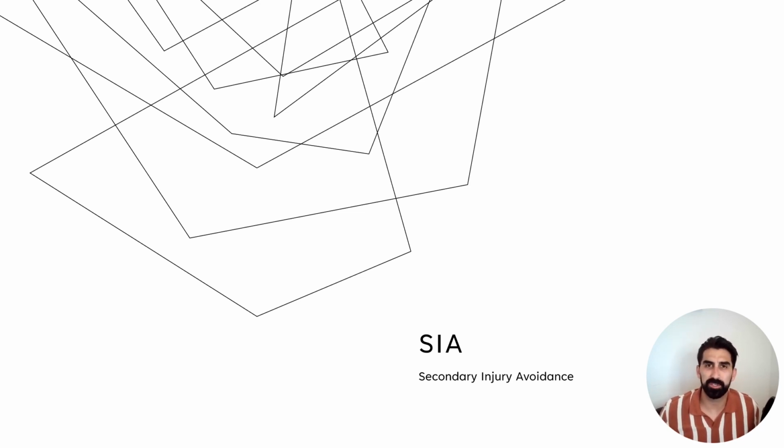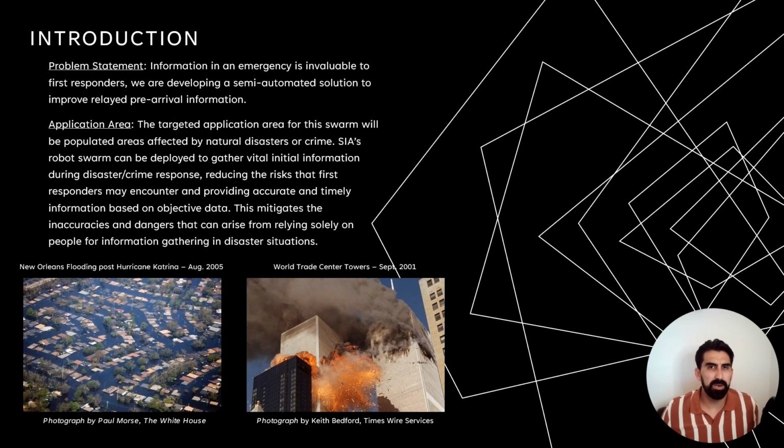During the initial disaster response phase, it is imperative that first responders are armed with all the appropriate information necessary for them to manage any rescue attempts while also maintaining their own personal safety. SIA is a semi-automated solution for information gathering. The system can be used in populated areas affected by natural disasters or crime.